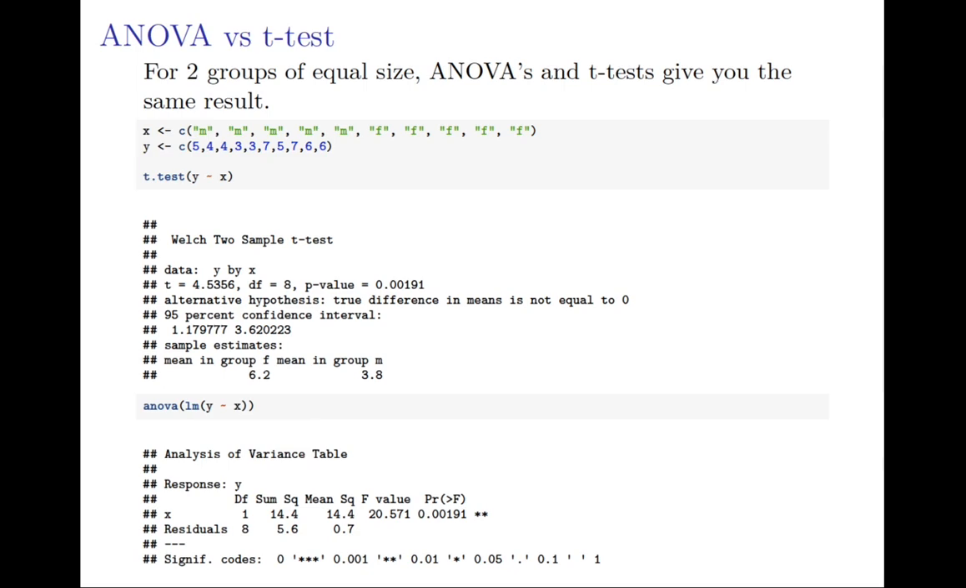And I want to just point out quickly that ANOVAs and t-tests are actually the same when you have two groups of equal size. So if your category just has two groups, male or female, then an ANOVA and a t-test are going to give you the same result if you just have one x variable. So here's just a little toy data set, and you can see that if you run a t-test or an ANOVA, so we're going to run aov in the future, but you can do lm and then anova around that, you get the same result.